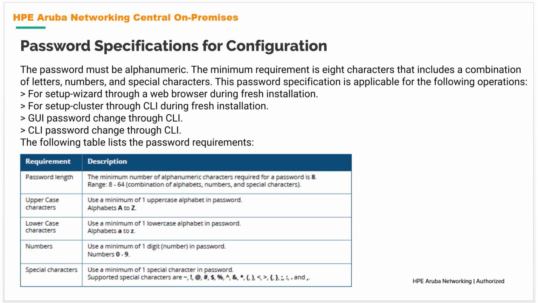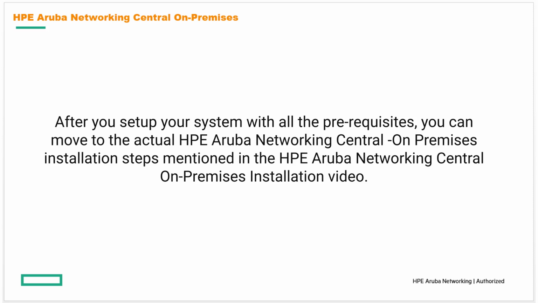There are certain password requirements that you must follow while configuring Aruba Central on-premises. The password must be alphanumeric and the minimum requirement is 8 characters that includes a combination of letters, numbers, and special characters. The below table lists the password requirements in detail. After you set up your system with all the prerequisites, you can move to the actual HPE Aruba Networking Central on-premises installation steps mentioned in the HPE Aruba Networking Central on-premises installation video.